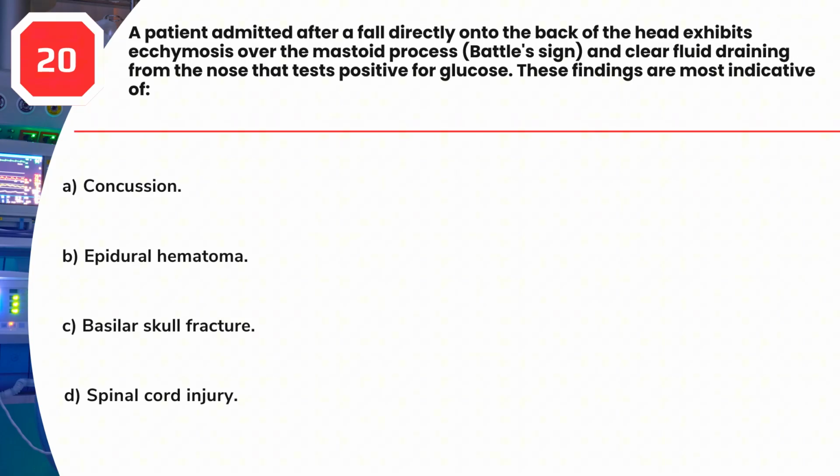Question 20. A patient admitted after a fall directly onto the back of the head exhibits ecchymosis over the mastoid process, Battle's sign, and clear fluid draining from the nose that tests positive for glucose. These findings are most indicative of A. Concussion. B. Epidural hematoma. C. Basilar skull fracture. D. Spinal cord injury.